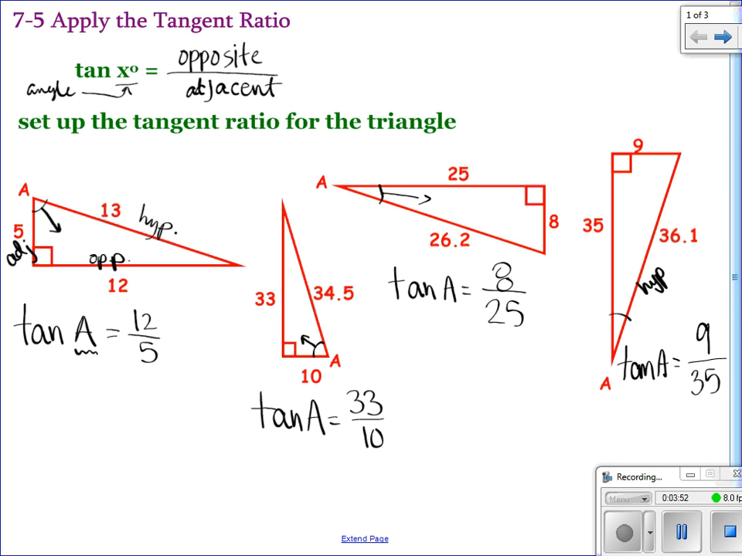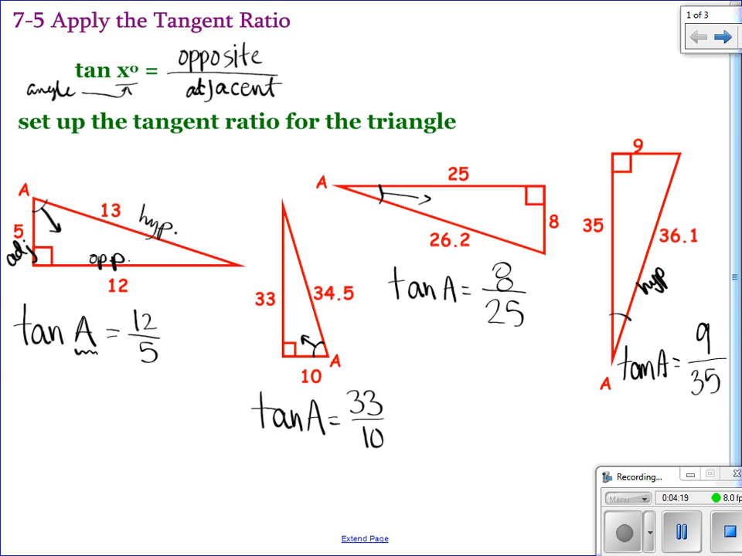Now, none of your homework problems are going to be asking you to set them up. This is just the first step in solving for these. Now, on all of these problems, we don't have any variables. This was just learning where do I put the sides and the angle and all of that. So this is the setup process. Now we're going to learn how to take it one step further and actually solve for a missing number where there's a variable.